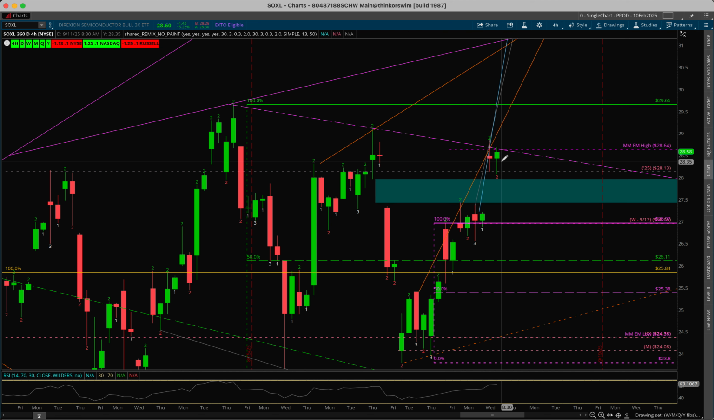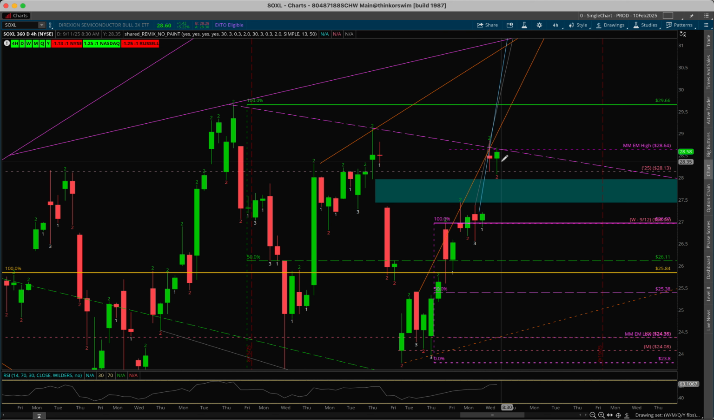We got a failed 2 down, a green hammer. So if price action tomorrow breaks above the high of this candle, we're looking to target the high of the 2 to the left of it for the 2 down, 2 up, right? That's our first target. But then, of course, we've obviously got last month's high at 29.66, and we've got further targets up as well.